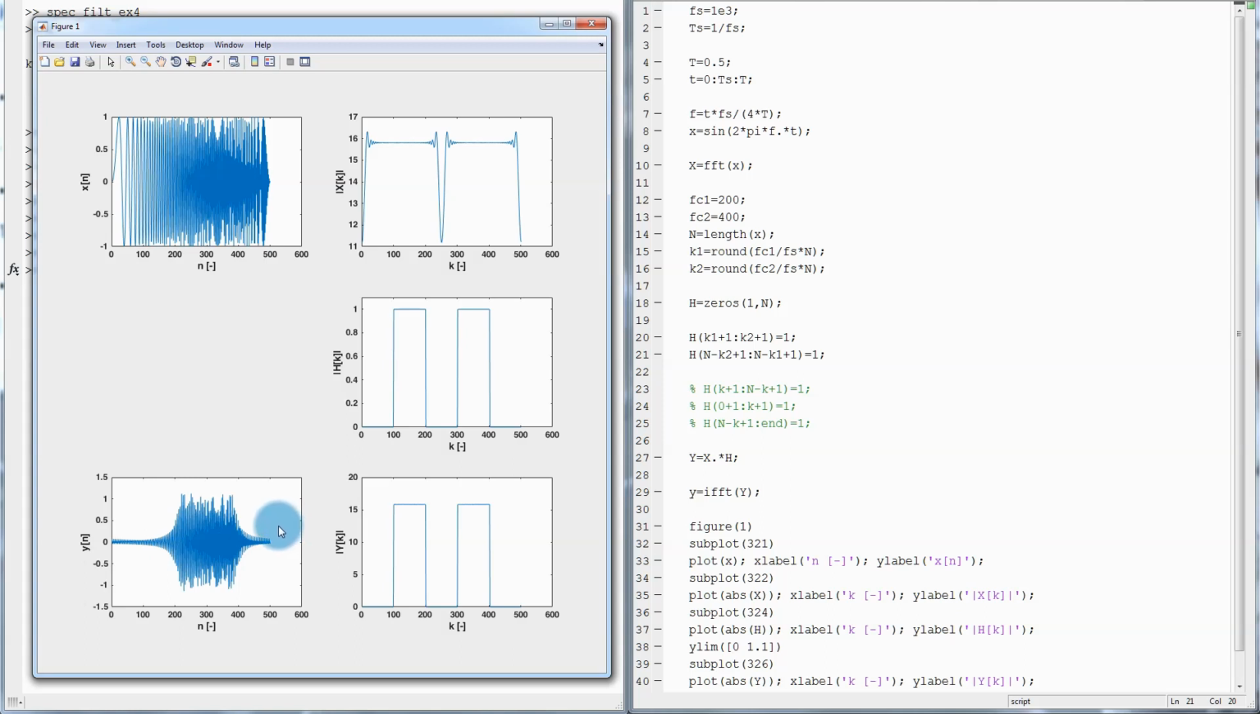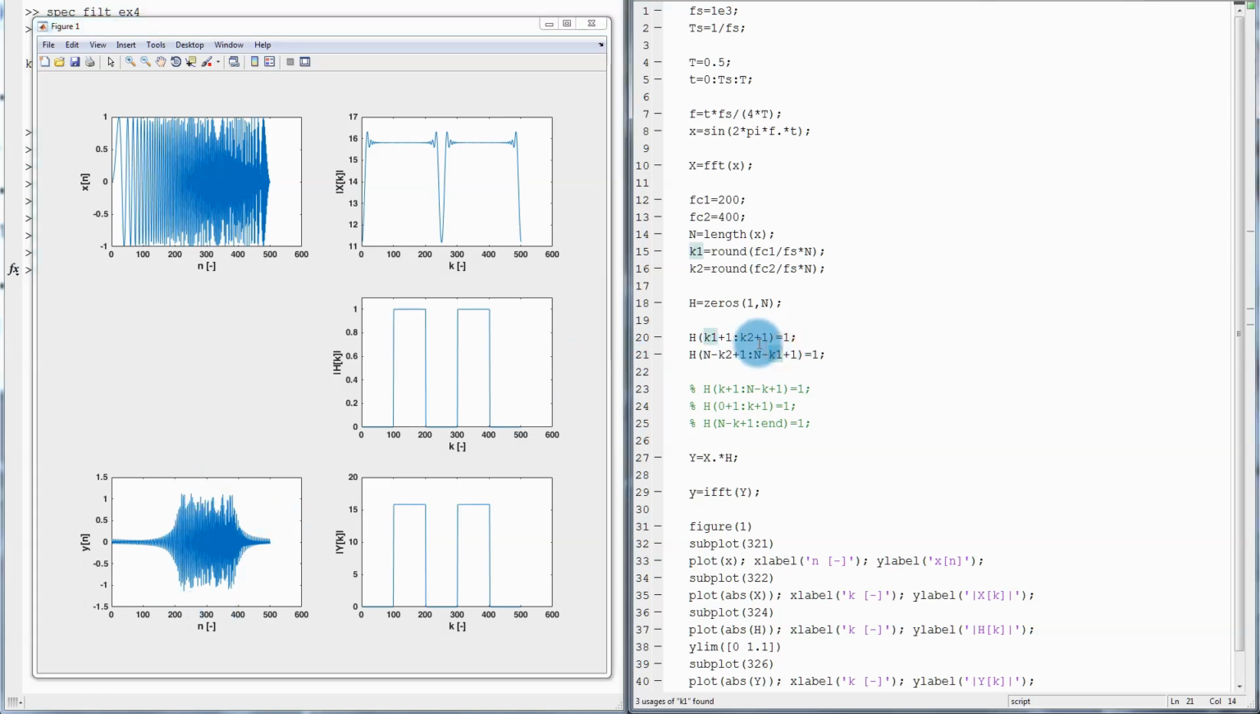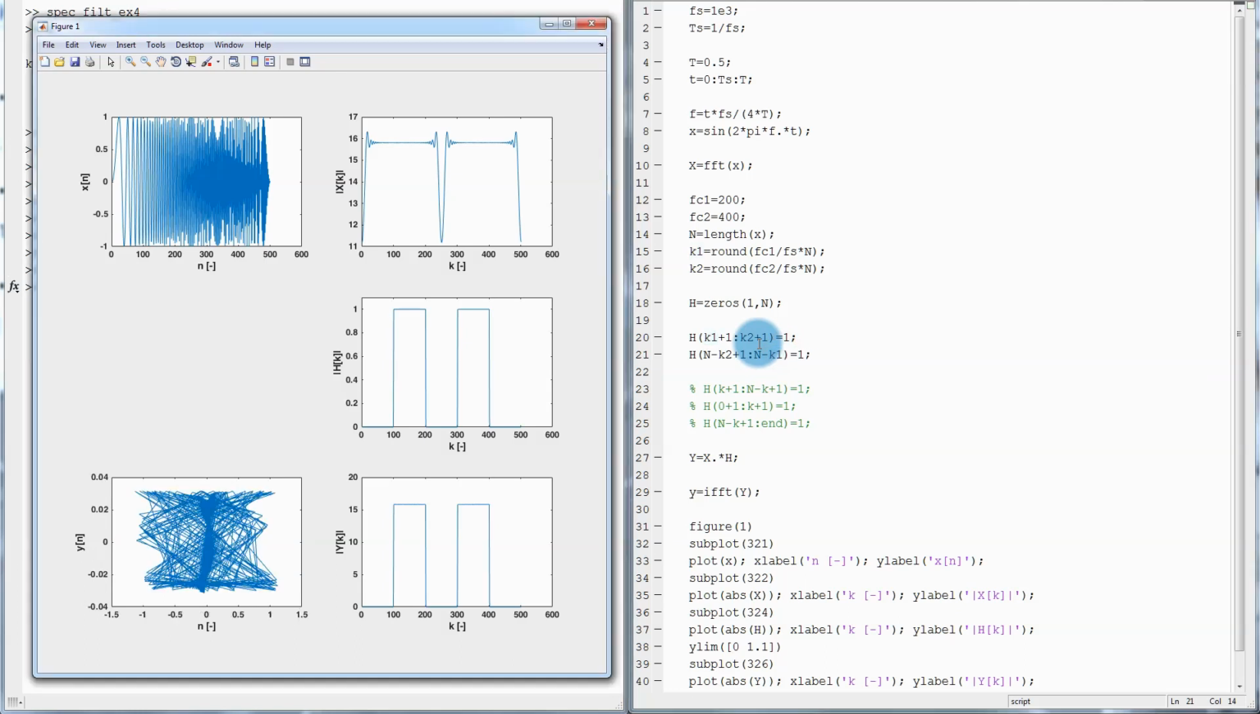And just a quick reminder, let's see what happens if I screw up the symmetry. If I forget +1 here, this is what I get. This is not a very good result. I need to keep the symmetry.